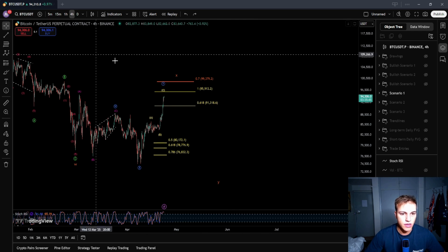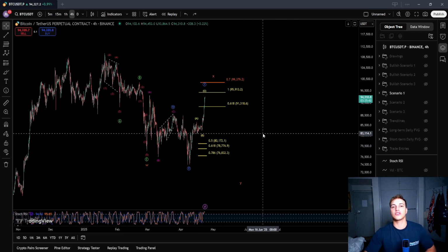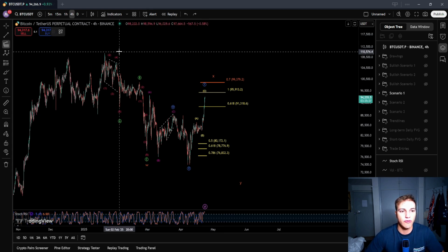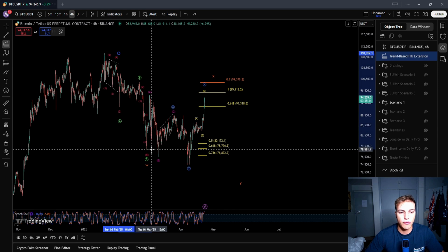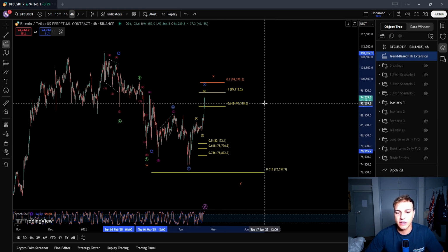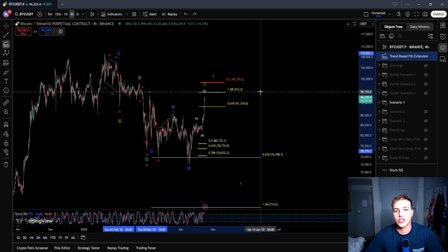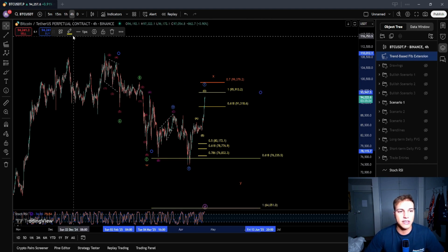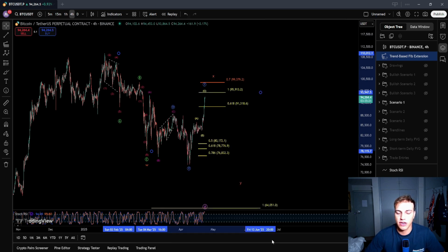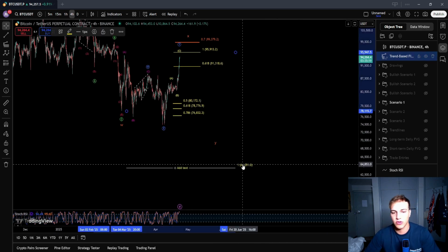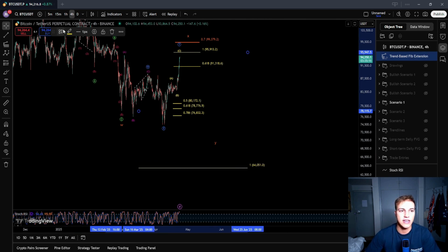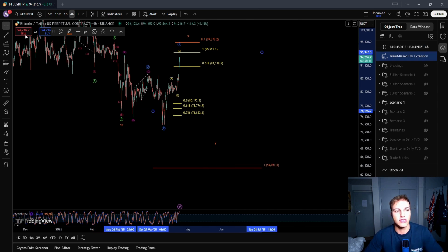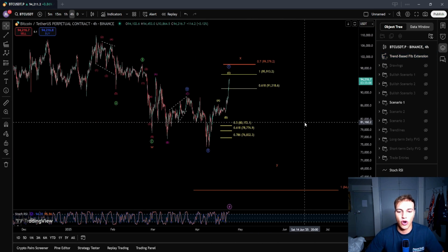Now, where would this wave Y target? Oftentimes it targets from the 1-to-1 of the wave W. So the length of wave W, we take it from the top of wave W to the bottom, to possibly the length of the wave X, which should sit at around $95,000. I'll get into that now. But we should be seeing a possible target for the wave Y at $64,051. Let's actually change this to orange so you can see, $64,051 would be the target in this scenario here.